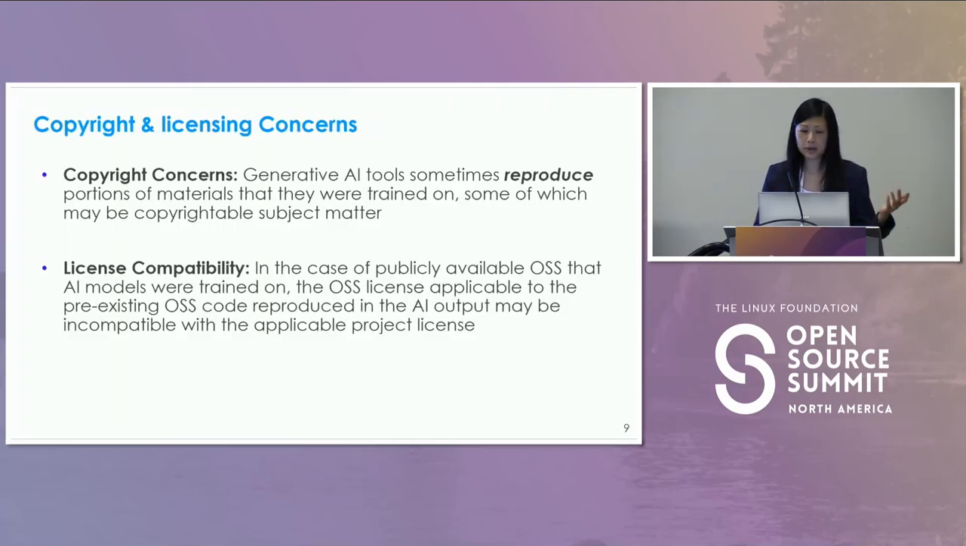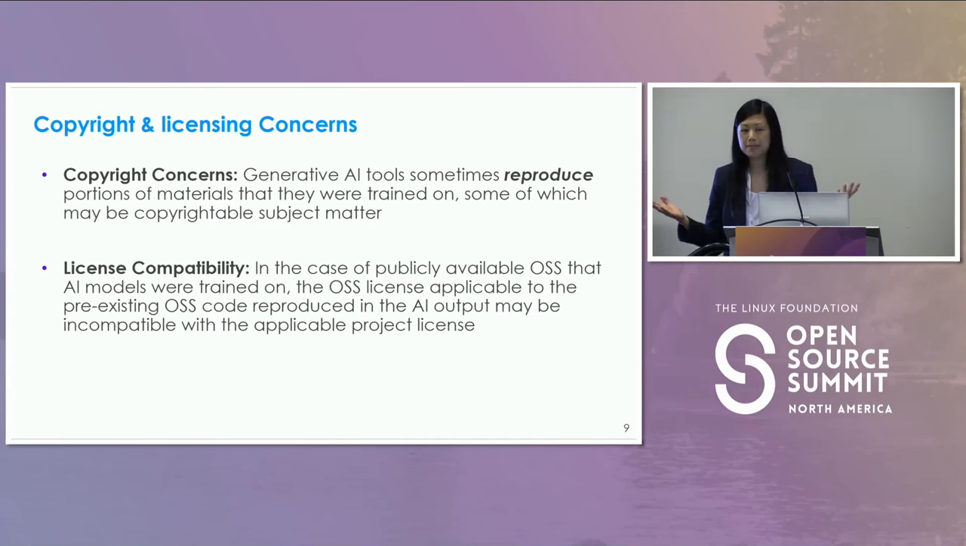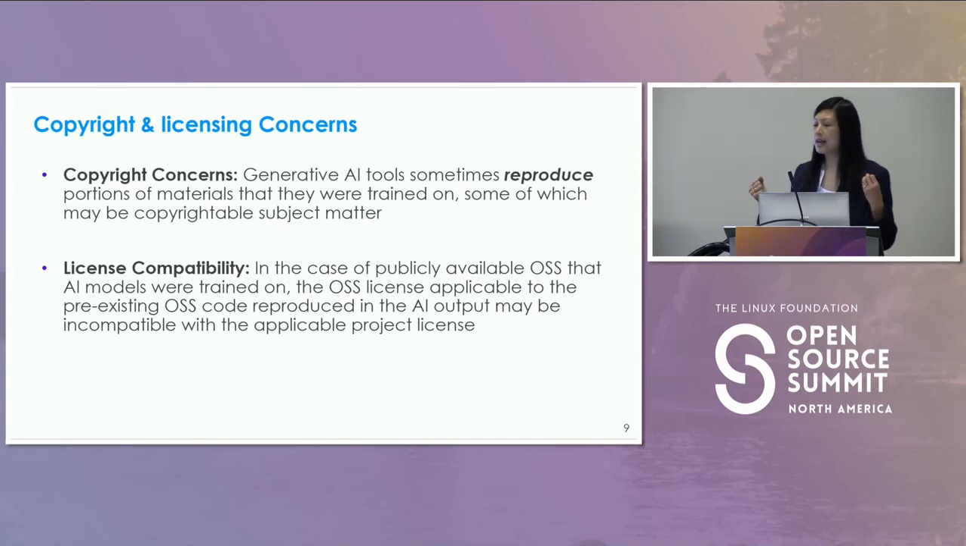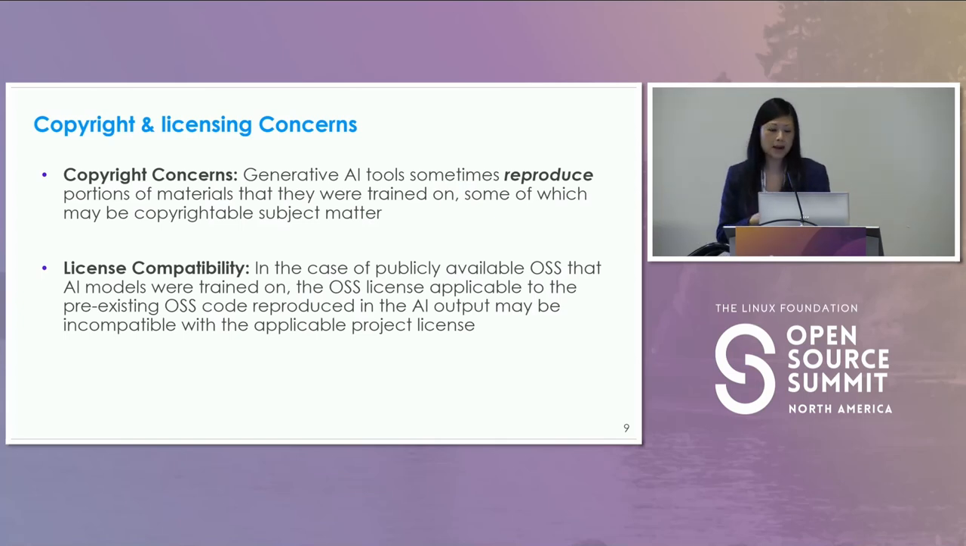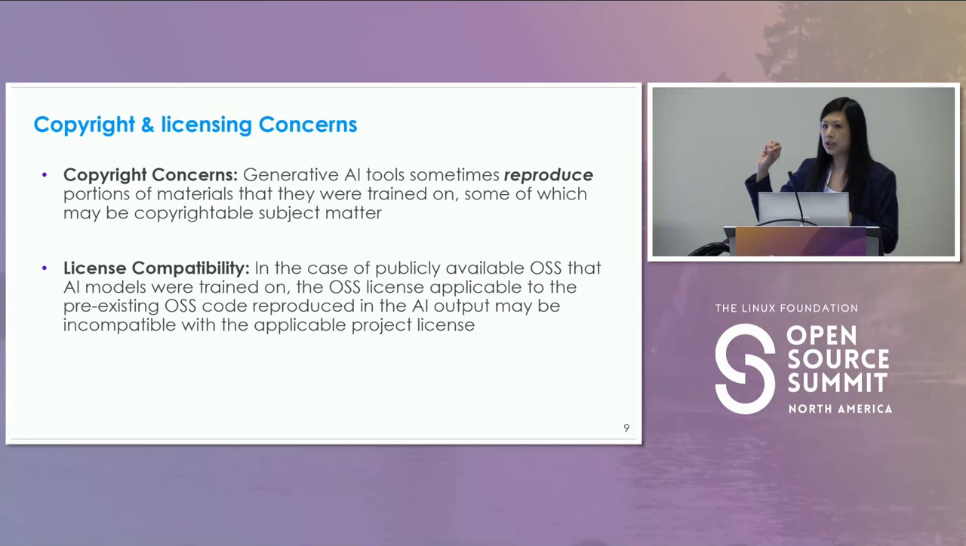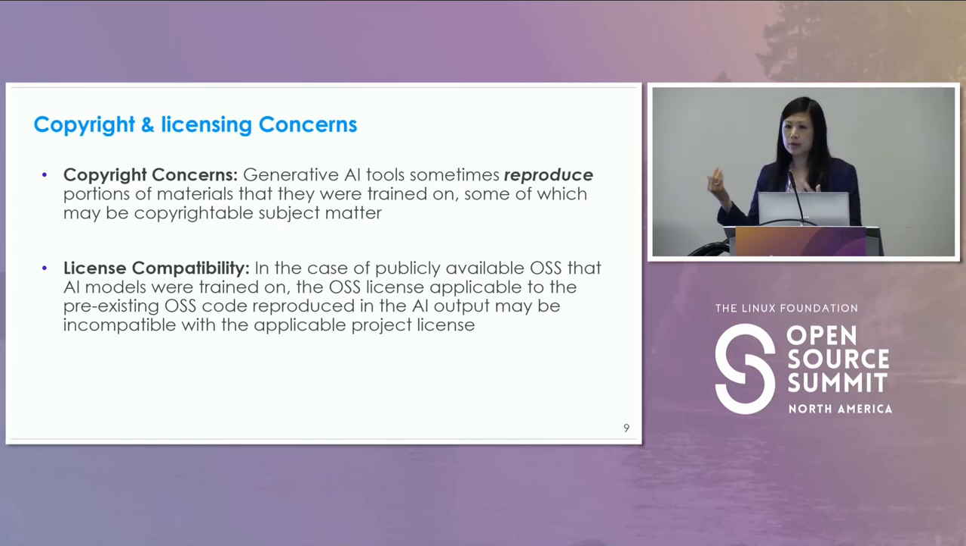So as has been alluded to, there are some legal risks and challenges. The copyright concerns that have already been discussed. There's also a concern around license compatibility. So let's say an AI model trains on all the publicly available code in GitHub, and that includes a mixture of permissively licensed and copyleft licensed code. The code in a GPL repository, if that's reproduced in its output, shouldn't be then contributed to a repository that has an MIT or BSD or Apache or other permissive license because there's a license incompatibility there.